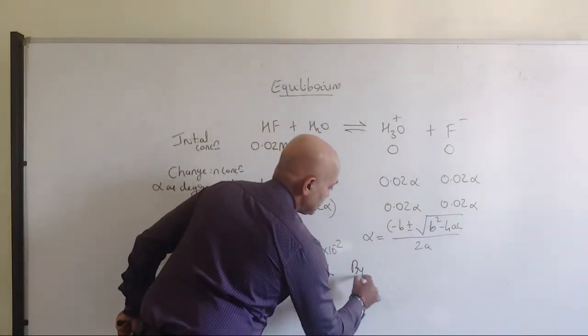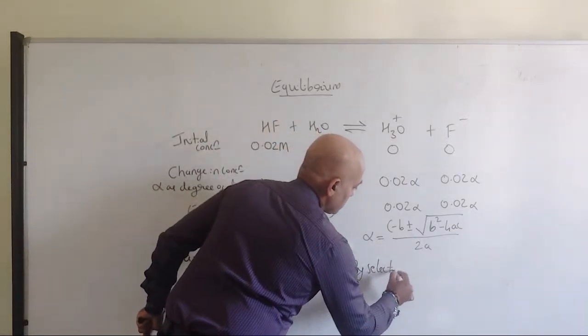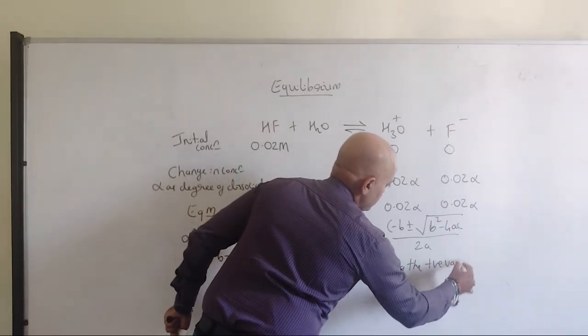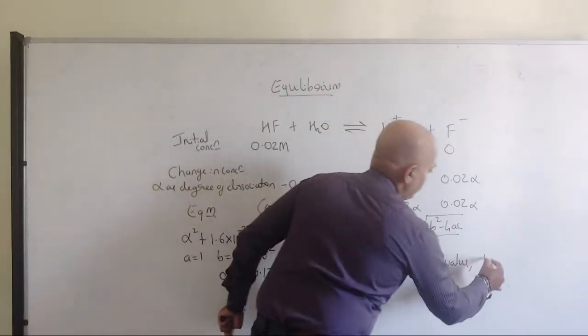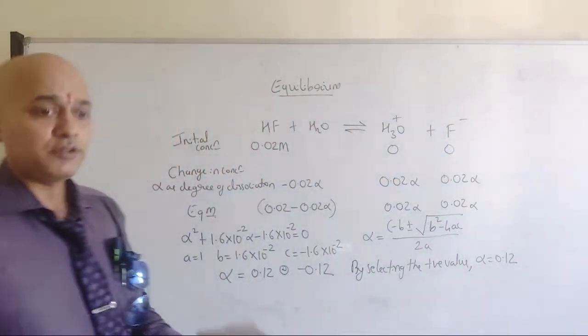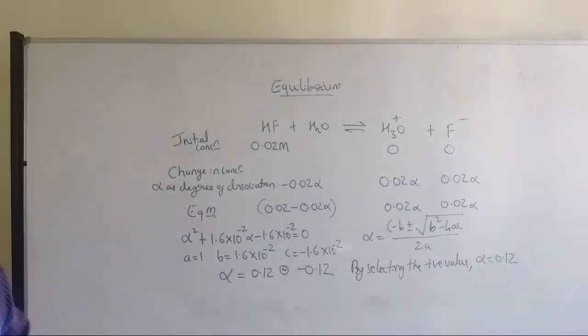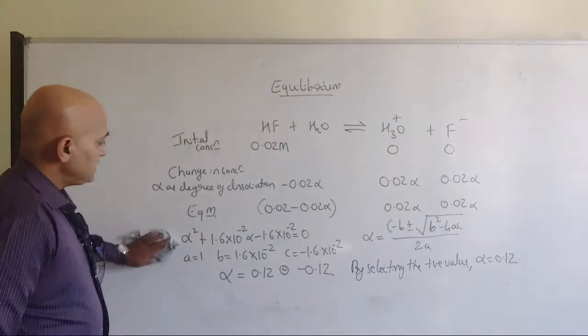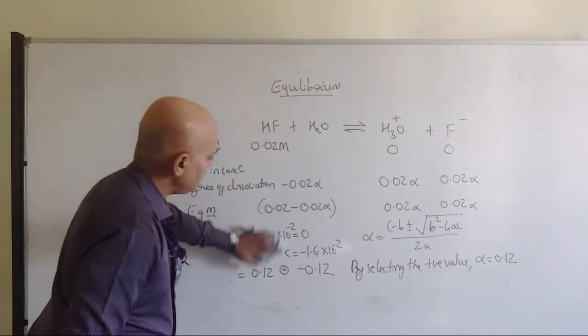By selecting the positive value, alpha will be equal to 0.12. Fine? All of you have understood? So alpha value we have identified.